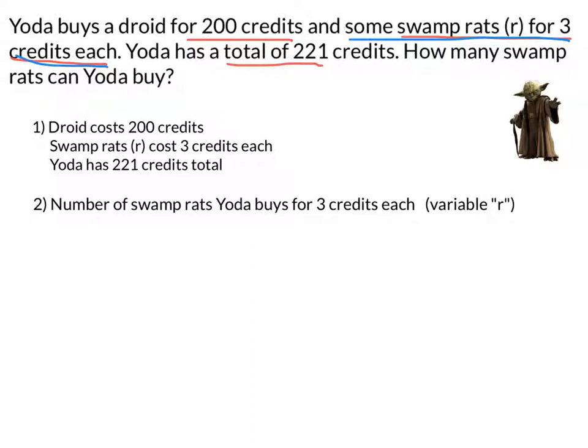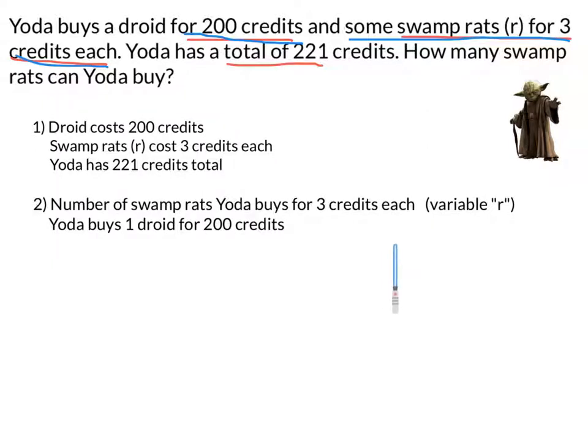Okay, next, what's fixed? Well, we know that he buys 1 droid for 200 credits. That's what we know. So we can write that as well for what does not change. Yoda buys 1 droid for 200 credits.